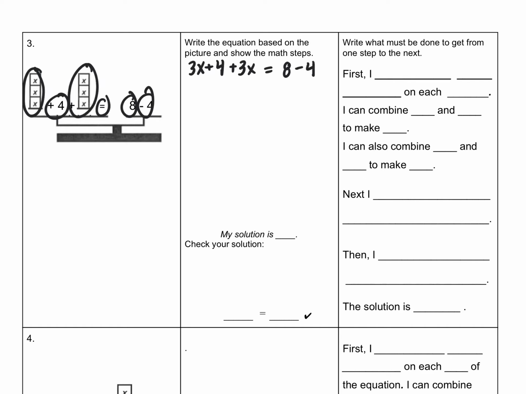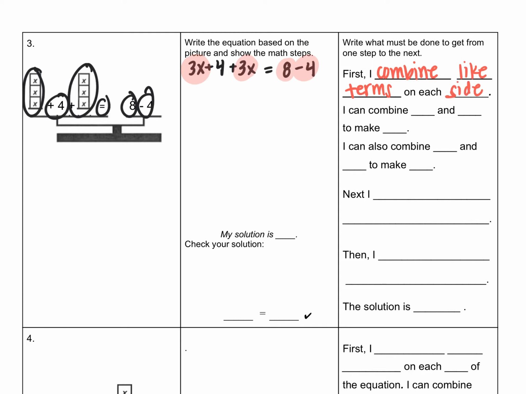So this one's a little different than the previous one because on each side of the equation, I notice there are like terms. On the left side, 3x and 3x are like terms. And then on the right side, 8 and negative 4 are also like terms. So the first thing we're going to do is combine like terms on each side.